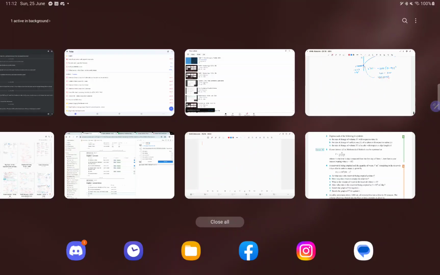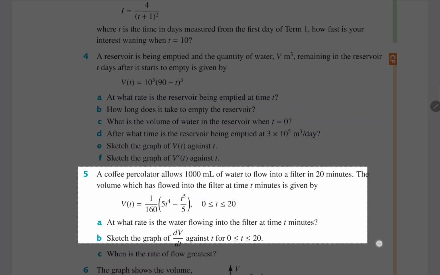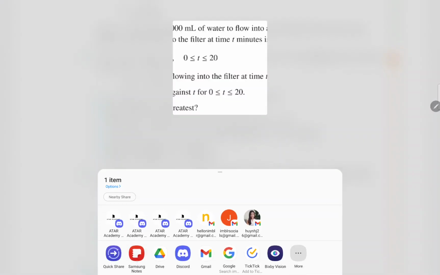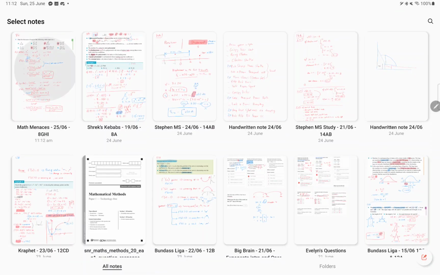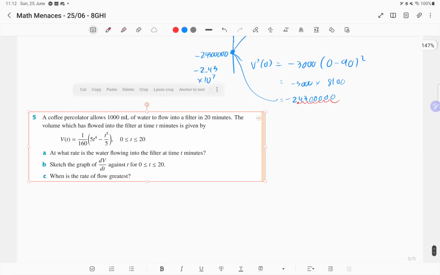Okay, I'll walk through question 5. There's an important concept, an important technique, in question 5. It's not something that you will learn at school, so it's good for me to mention this here. The teacher won't go through this. If you get it, you get it. If you don't, well, you just won't be the 99.95 ATAR student.